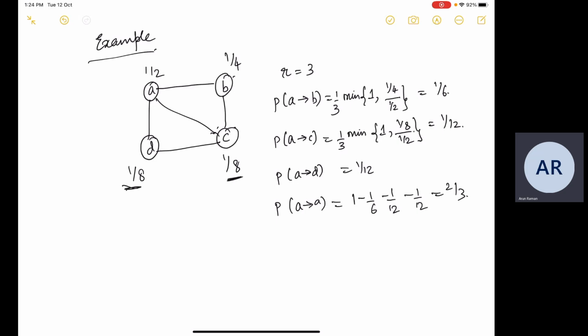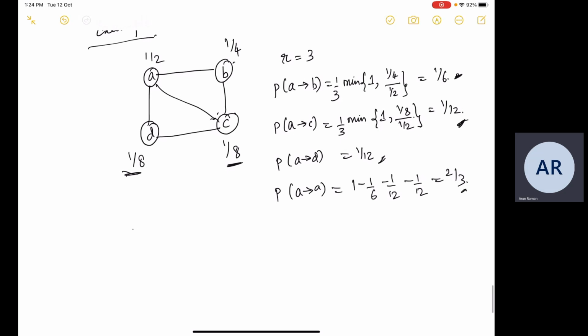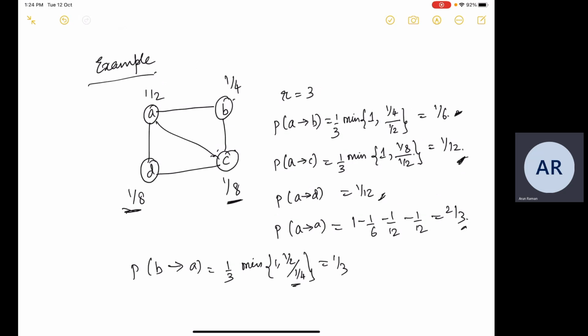So this was the simple calculation of how we will generate the entries of the transition probability matrix. Just for completion, the probability of B to A will be 1 by 3 min of 1 comma 1 by 2 divided by 1 by 4. This is greater than 1, so we take 1 and this will be 1 by 3. The example is given in the book as well.